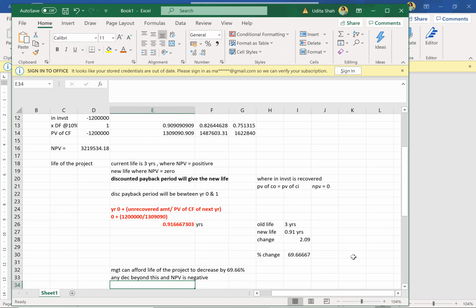We are doing the same sum since beginning today. Only one sum we are doing. But this sum is covering all the methods that we have learned.